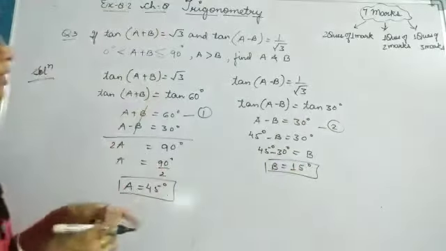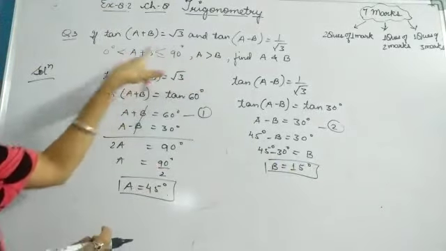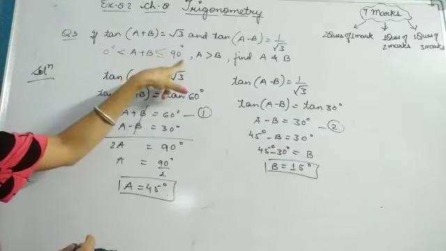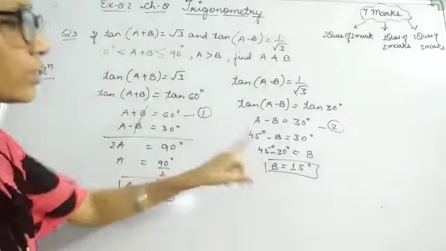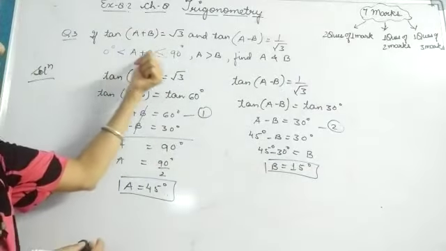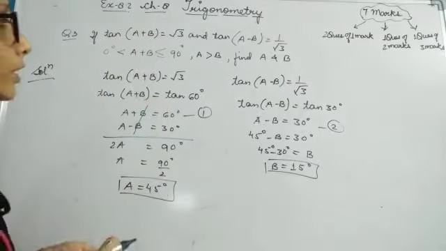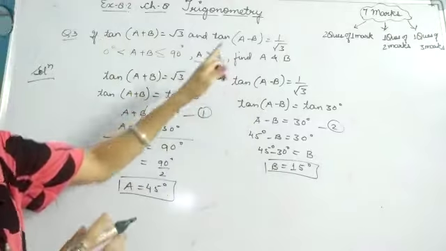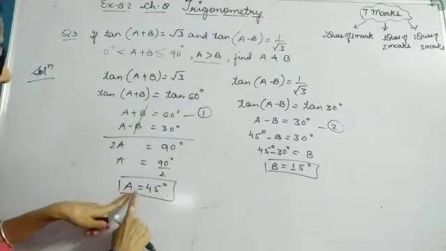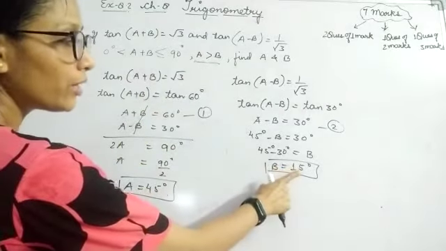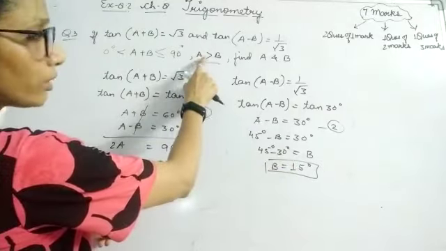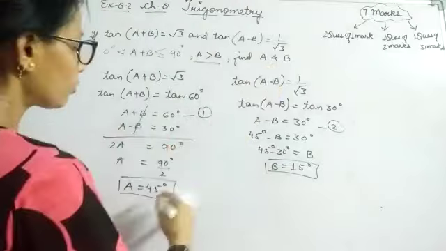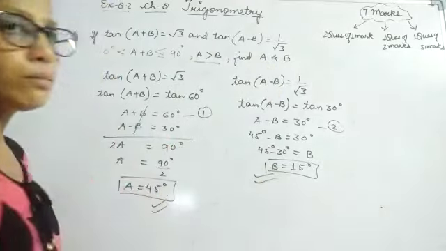Now children, you see what is given here: a plus b should be greater than 0 and less than or equal to 90 degrees. That means the sum of these should be greater than 0 and not more than 90 degrees. But one more thing is given to you, a should be greater than b. So cross check it. Here is the value of a greater than b or not? Yes, here a is greater than b. That means we are correct. Find a and b. So these are the values of a and b. Have a look.